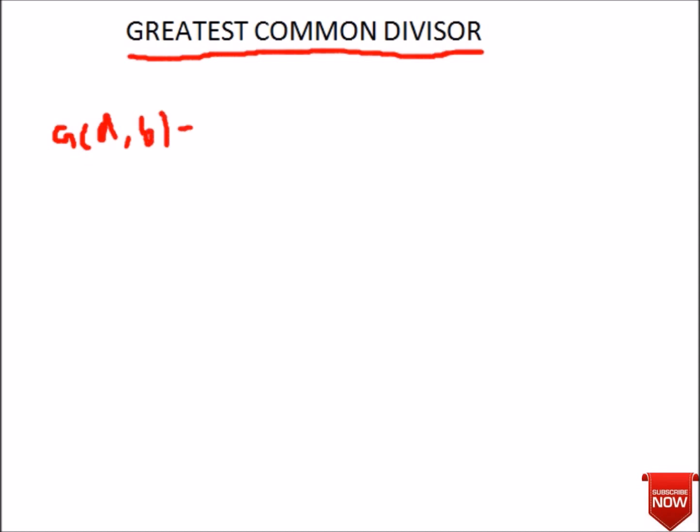is B, and we have two conditions. B, if A is divided by B, means A modulus B is equal to 0.